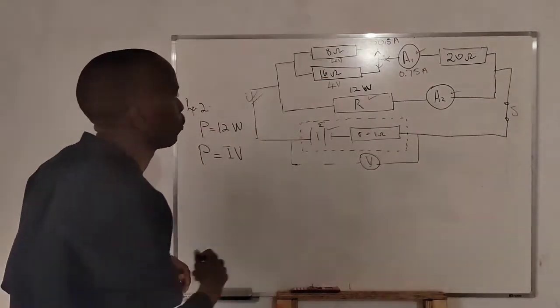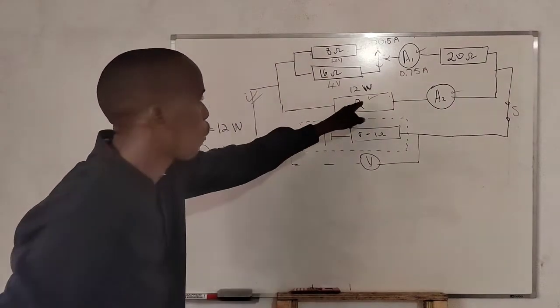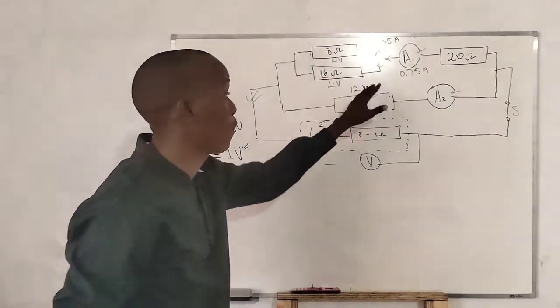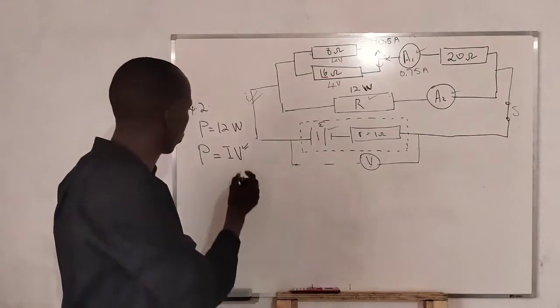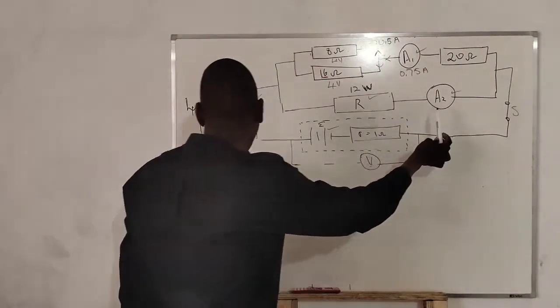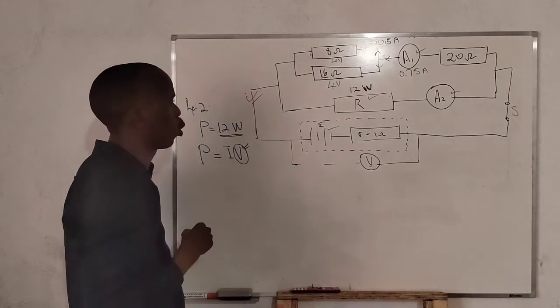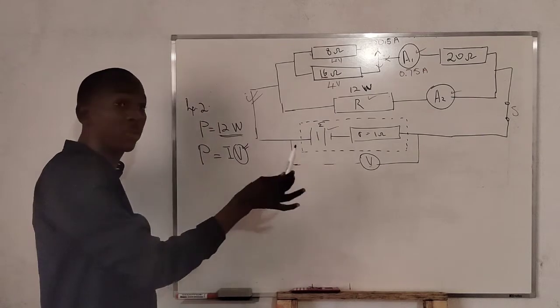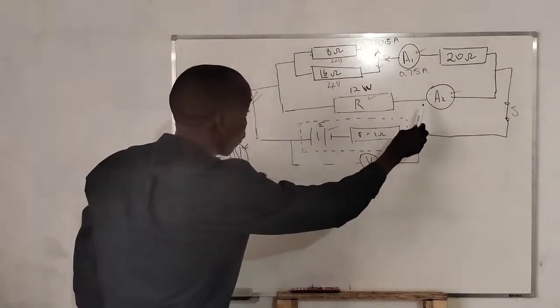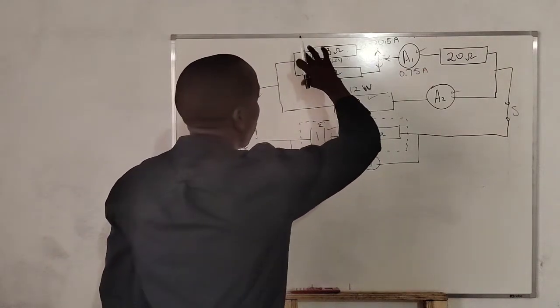I want to find the voltage passing through this component, because this is what I'm missing. I'm missing the voltage here, because the power has been given to us as 12 watts. I'm missing the voltage. And then I want to find the voltage of this parallel section.